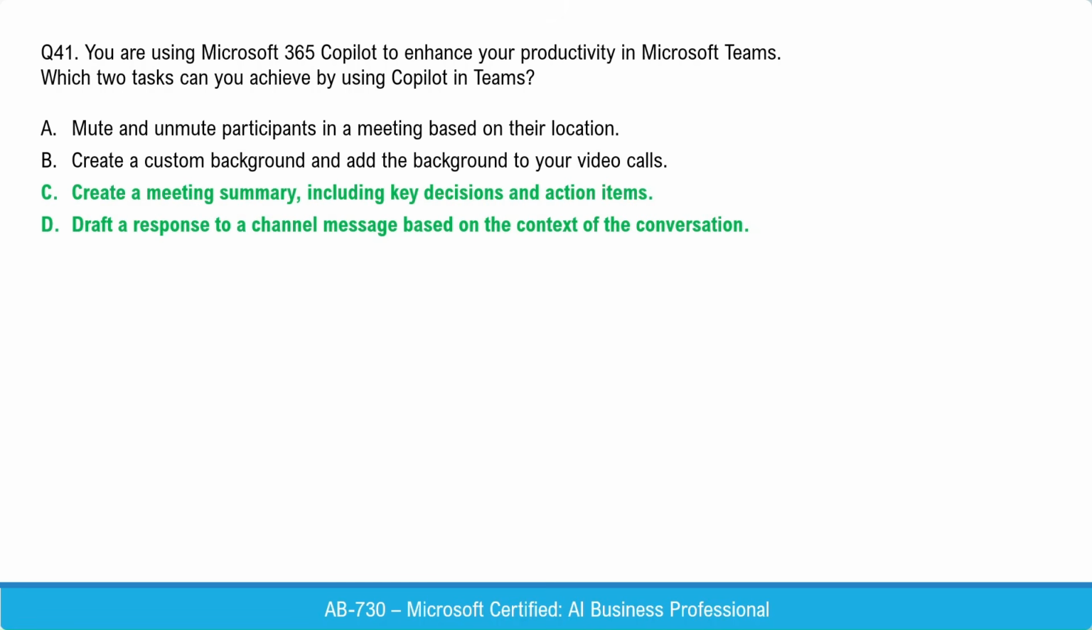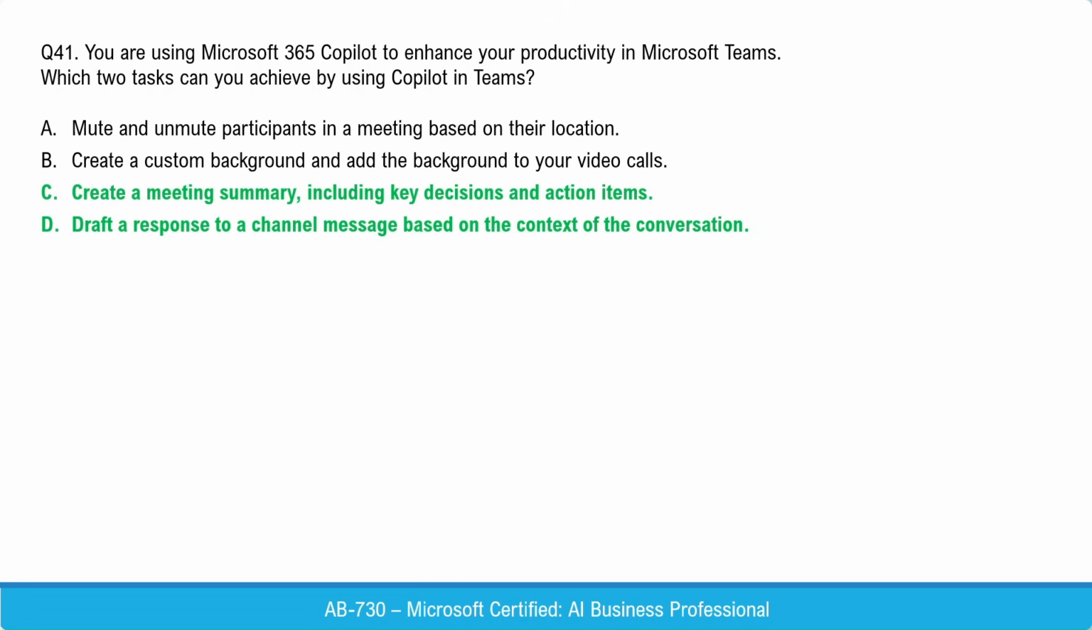Copilot is mainly focused on helping with communication, summarization, and content generation. Option C says create a meeting summary including key decisions and action items. This is absolutely correct. Copilot can analyze meetings and generate summaries that highlight important points and next steps. Option D says draft a response to a channel message based on the context. This is also correct. Copilot can understand the conversation and suggest replies, saving time and improving productivity.